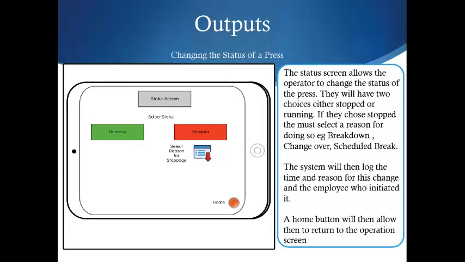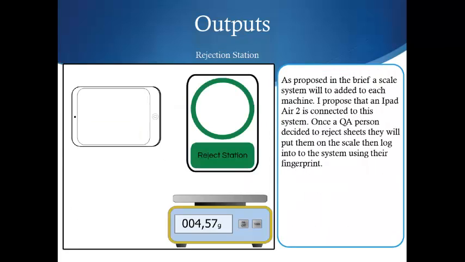This change status screen allows the operator to change the status of the press. They will have two choices: either the machine is running or it is stopped. If they choose stop, they must select a reason for doing so. For example, the machine is broken down, there's a changeover taking place, or there is a scheduled break. The system will then log this time and reason for this change, and will also log the employee who initiated it. A home button will then allow the employee to return to the operation screen.